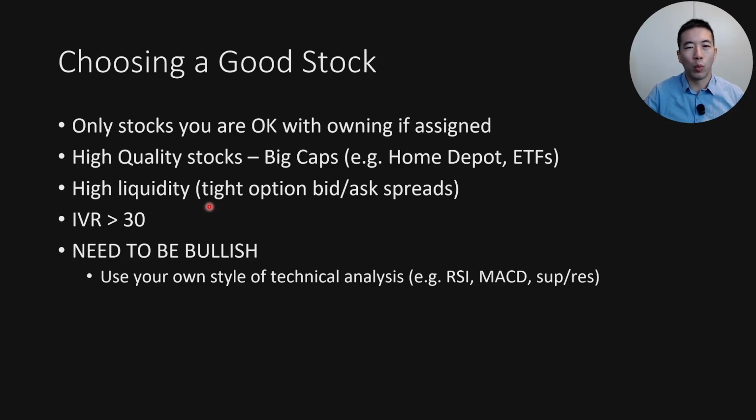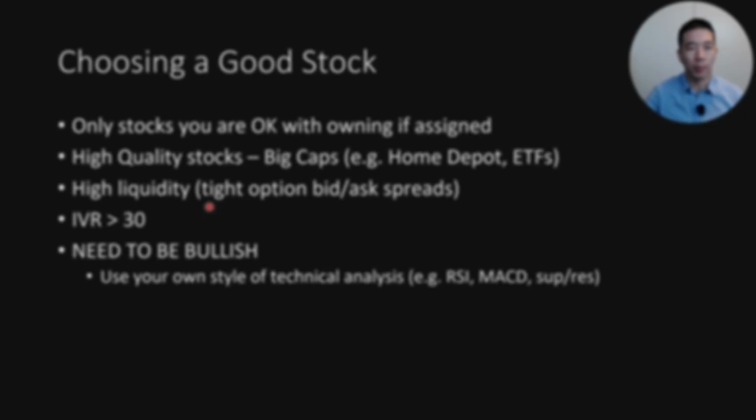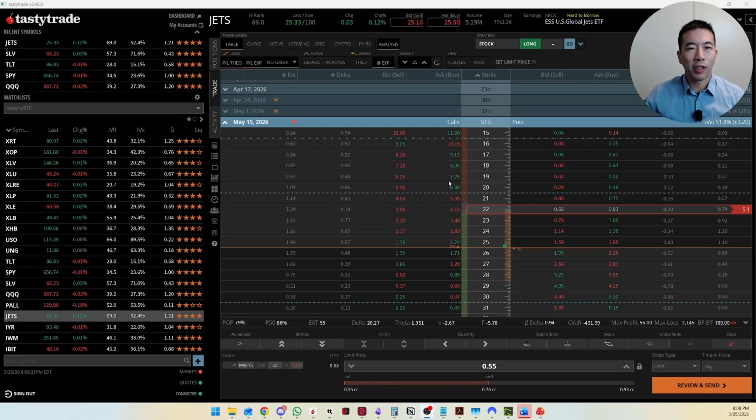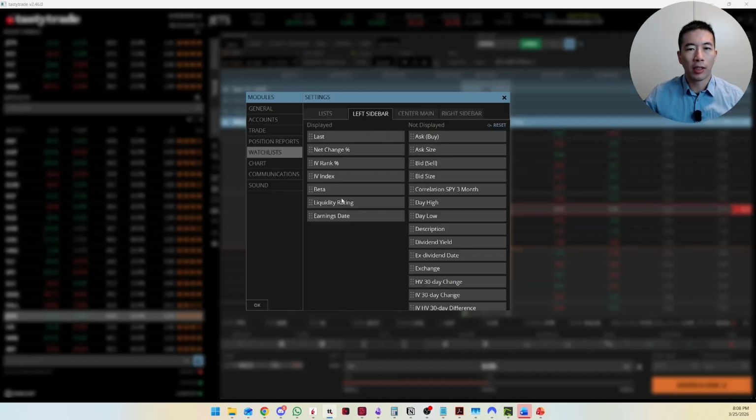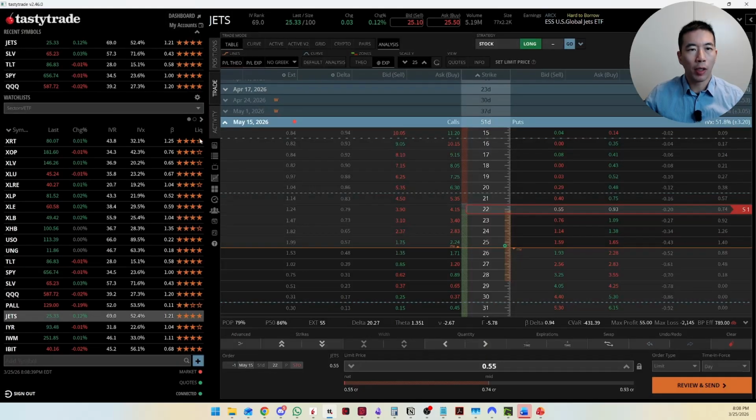Let me go over how you can tell if a stock or ETF has high liquidity. So here I have Tasty Trade open. I'm going to show you how we can check the liquidity of a stock or ETF or any instrument. If you go to your watch list and go to the gear icon, there's something called liquidity rating. Add that to your display list and you will see a bunch of stars over here.